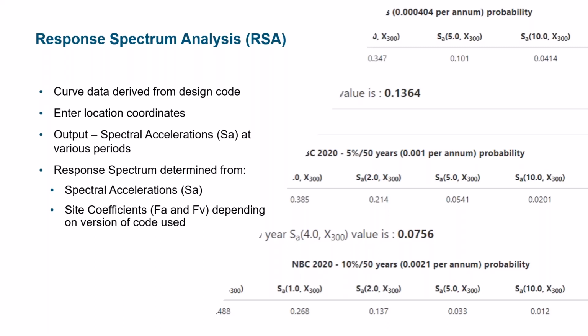And depending on the version of the codes that you're using, there have been modifications to the Canadian code, for those of you in Canada. In recent versions, they don't look at site coefficients the same way they did before, but older versions would use acceleration and velocity-based site coefficients as well.